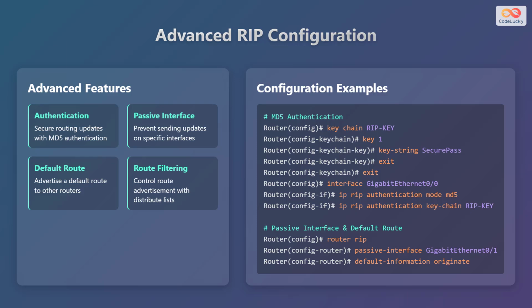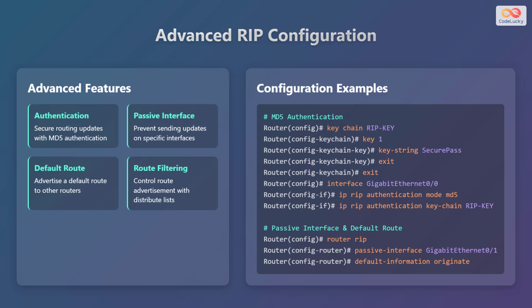Now let's explore some advanced features of RIP. These include authentication, passive interface configuration, default route advertisement, and route filtering. We can secure routing updates with Message Digest 5 or MD5 authentication. Configuring a passive interface prevents sending updates on specific interfaces. We can advertise a default route to other routers, and we can control route advertisement with distribute lists. Here are some configuration examples.